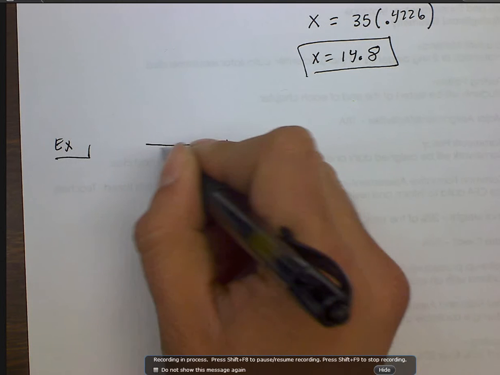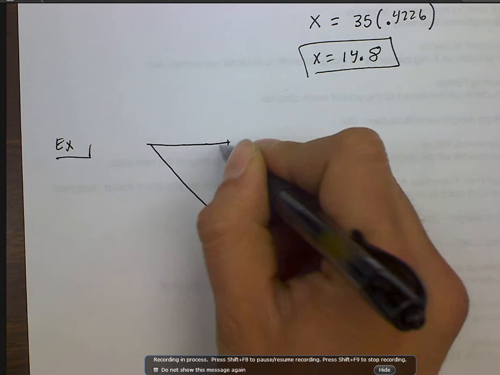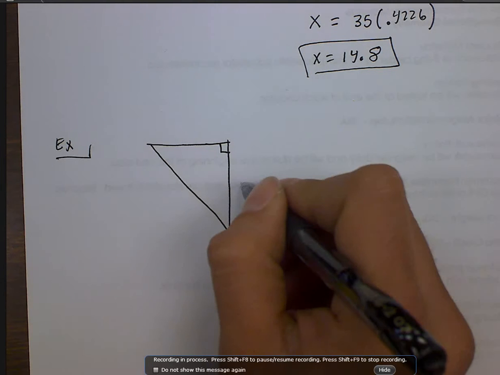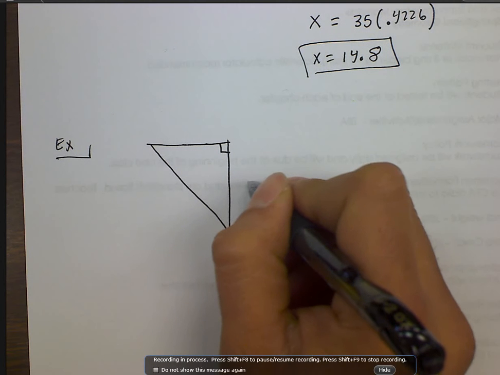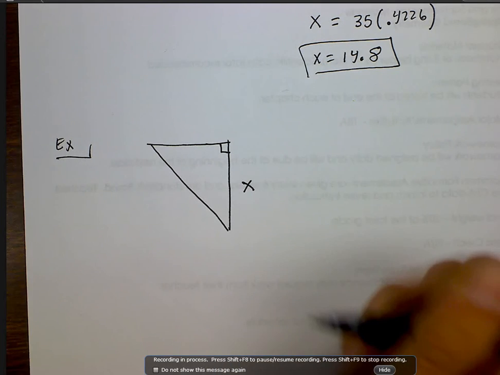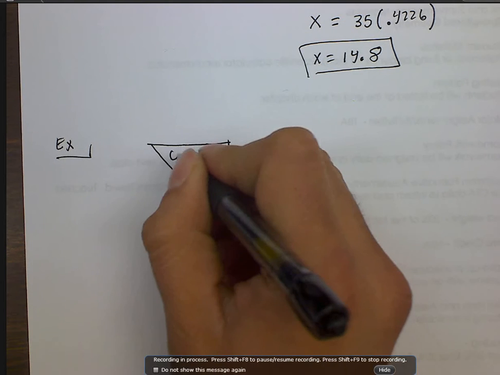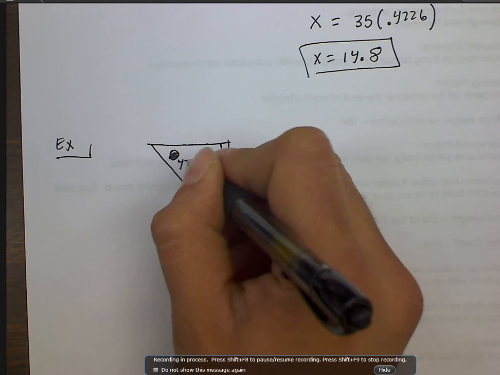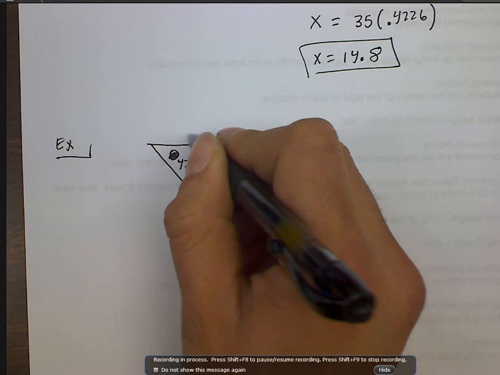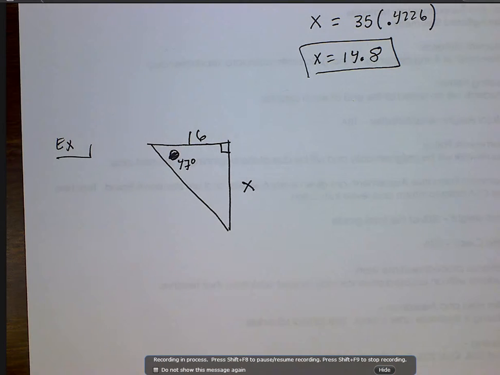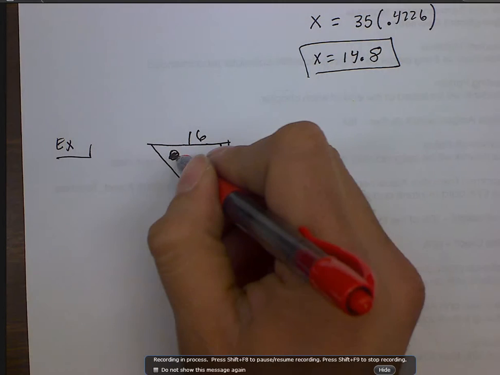So let's say I have this right triangle. Let's make this one x again. This is my reference angle right here. We're going to make it 47 degrees. And this one is going to be 16. So now the reference angle is 47.